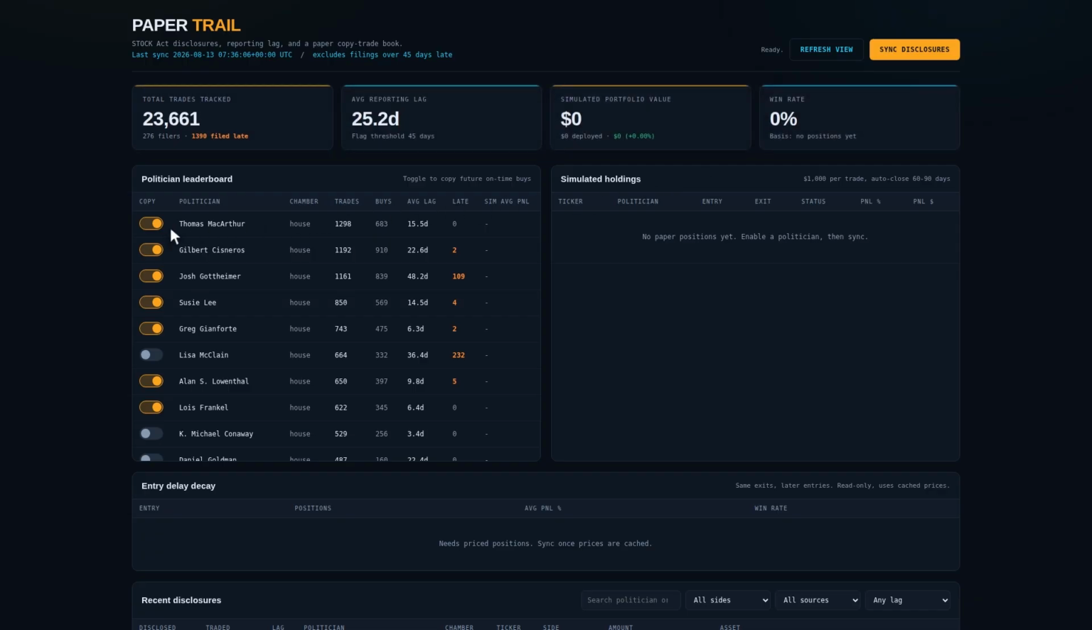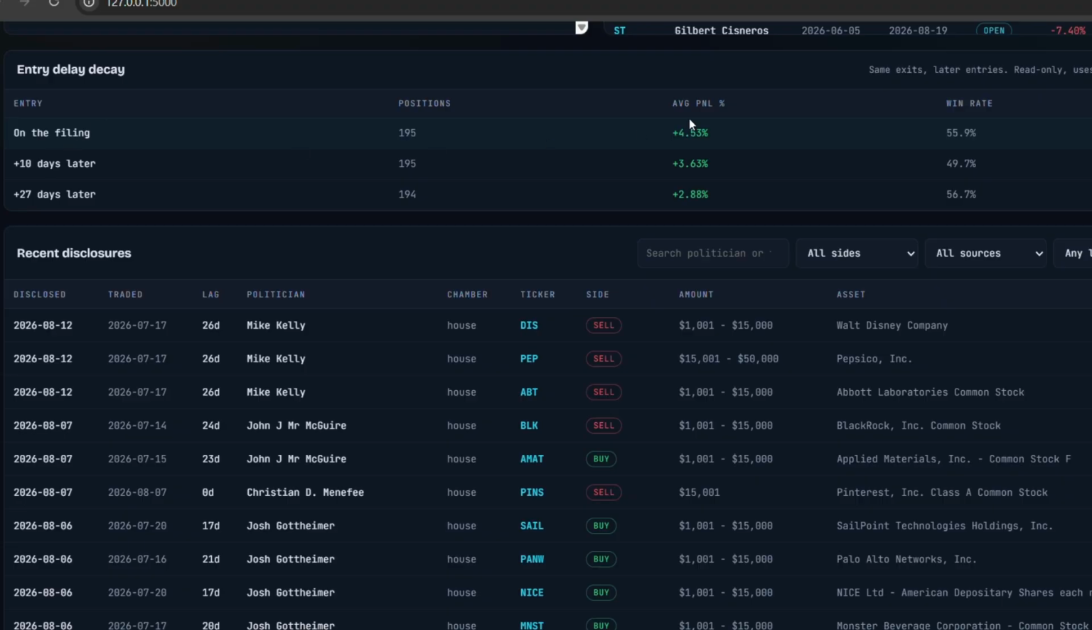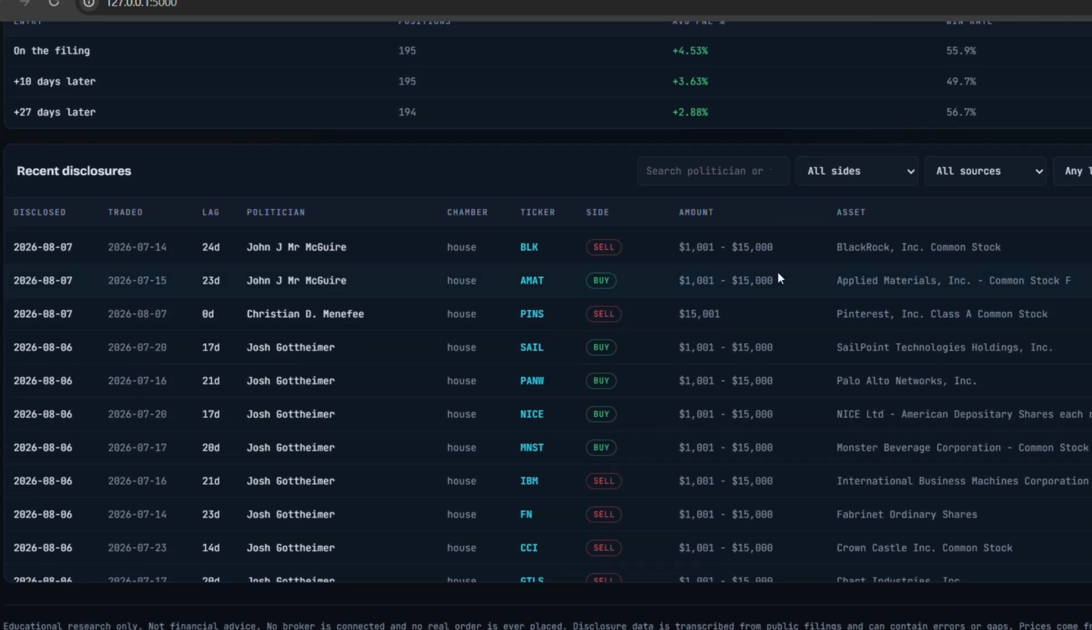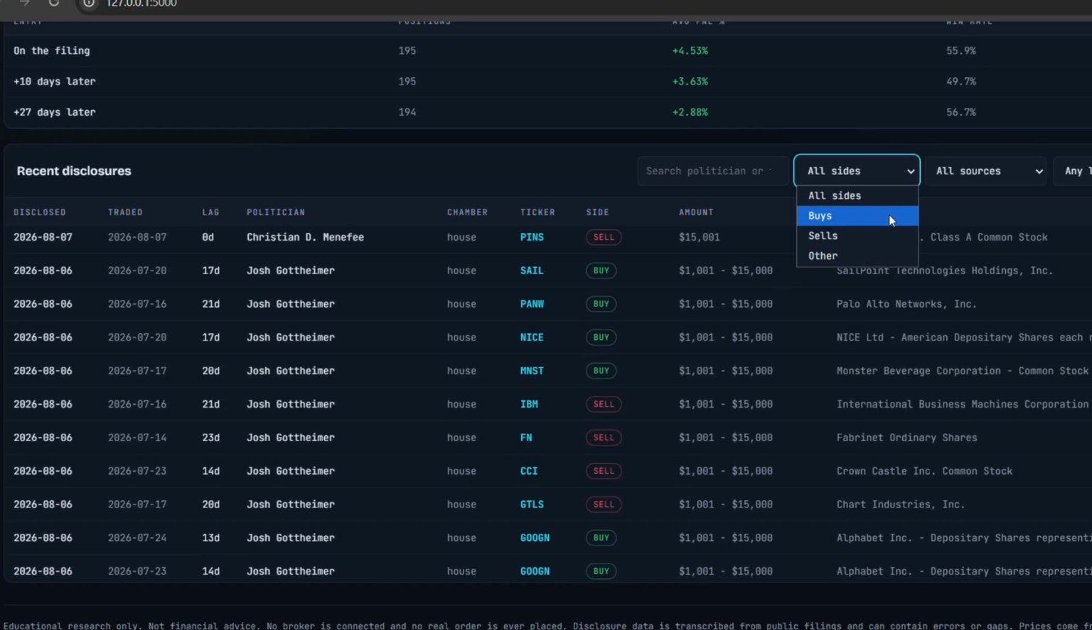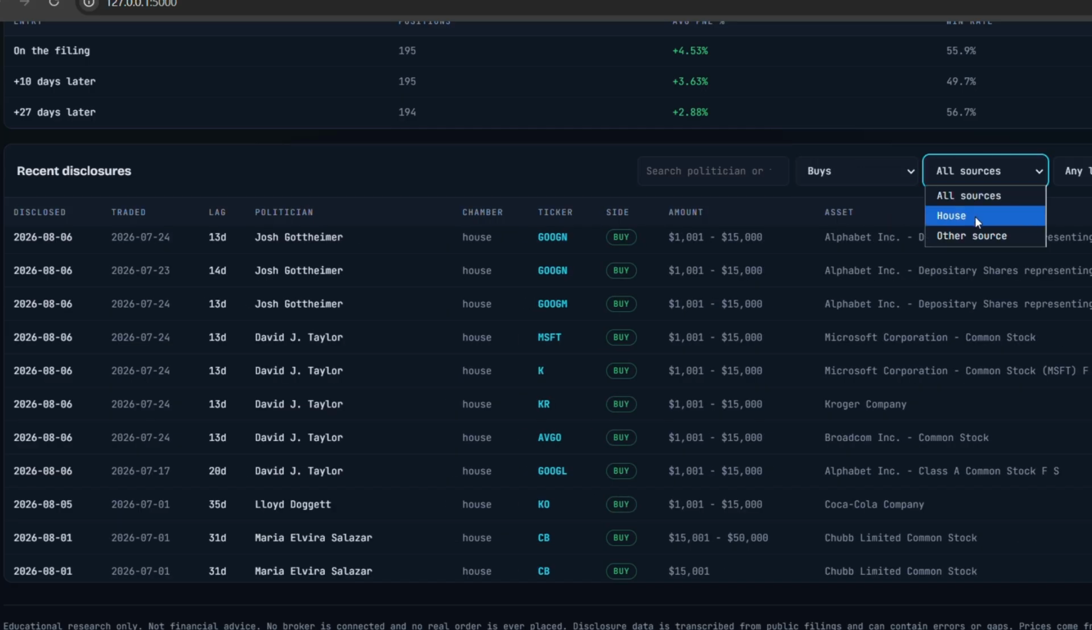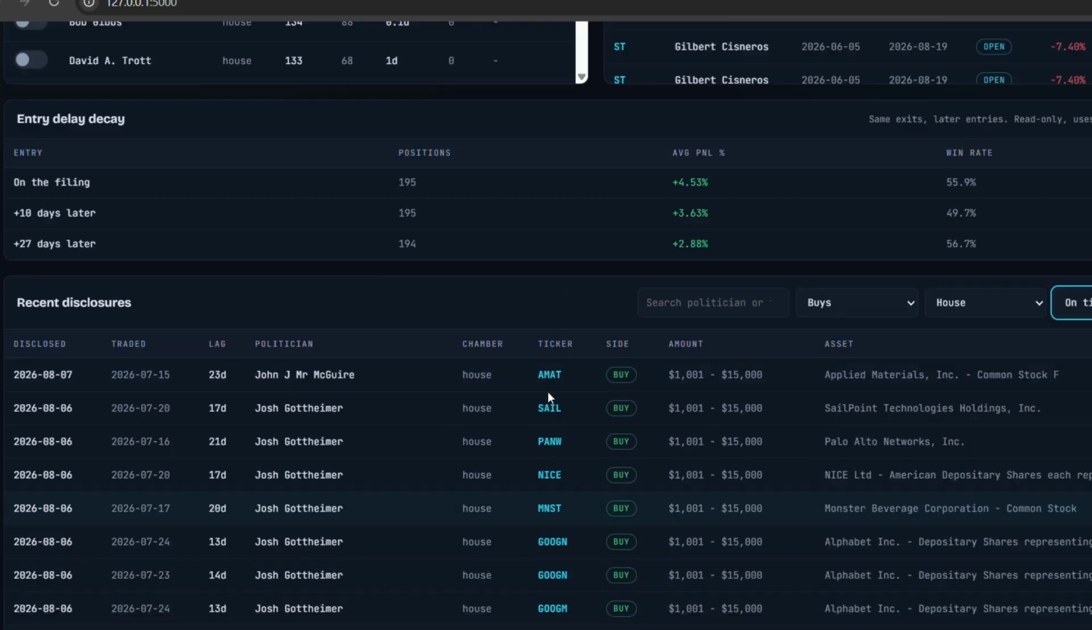One last thing, and I mean it. This is an educational build. Nothing in it is financial advice. Nothing in it places a real order, and disclosure data is transcribed from public filings and does contain errors and gaps. Treat the output as a research artifact, not a signal.